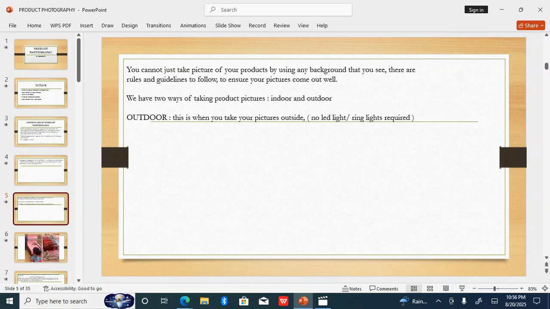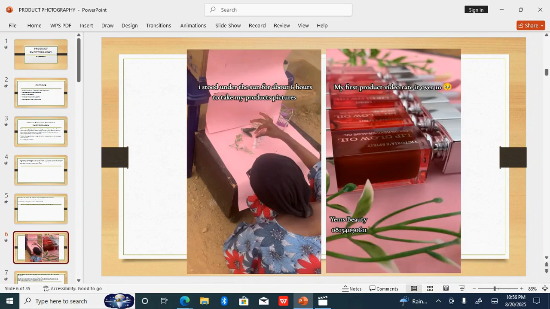So I'm going to be showing you a scenario where I was able to take my product pictures outside. If you want to take your product picture outside, one thing you want to do is move outside, in the open. I'm sorry for those people that don't understand Yoruba. Move outside your compound where you can see the sky, where the sky is coming down directly.